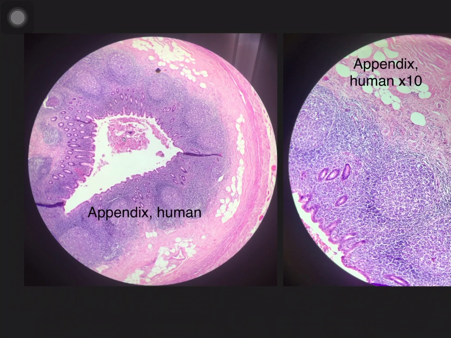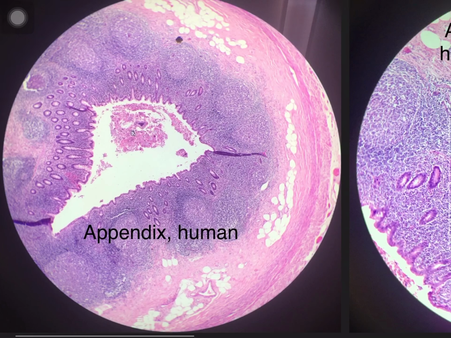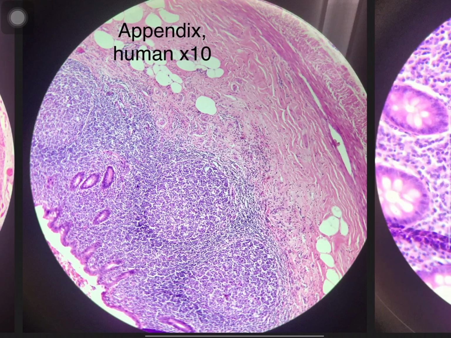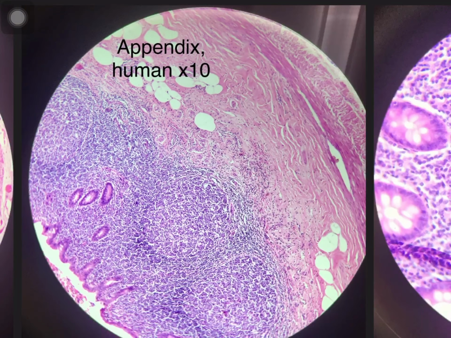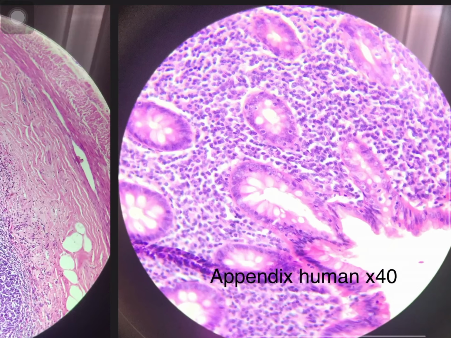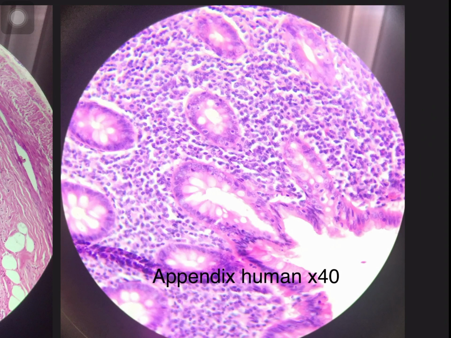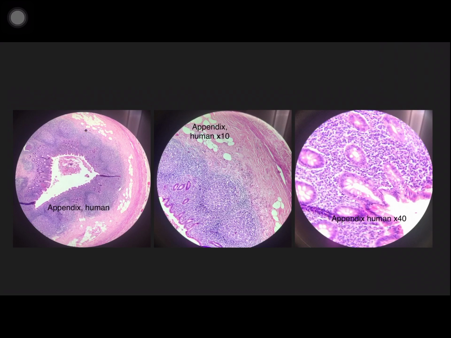Here's an appendix of a human. More pictures of appendixes. Another picture. You can see probably those white circles are some mucus cells or goblet cells. Could be goblet cells.